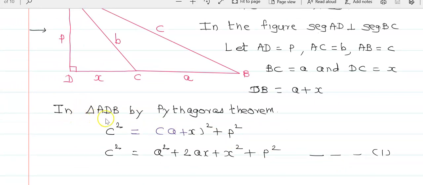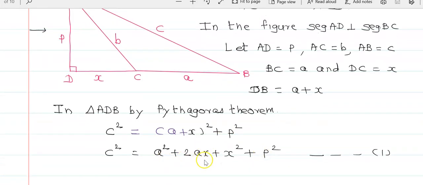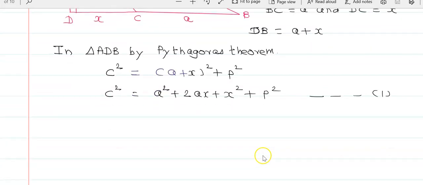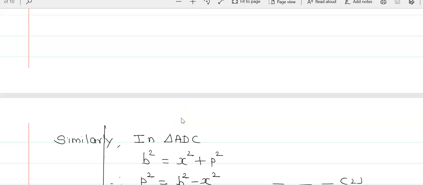In triangle ADB, by the Pythagoras theorem, AB is the hypotenuse whose length is c. Therefore, c square is equal to BD square plus AD square. BD square means a plus x whole square, and AD square means p square. So a plus x whole square gives a square plus 2ax plus x square, plus p square.